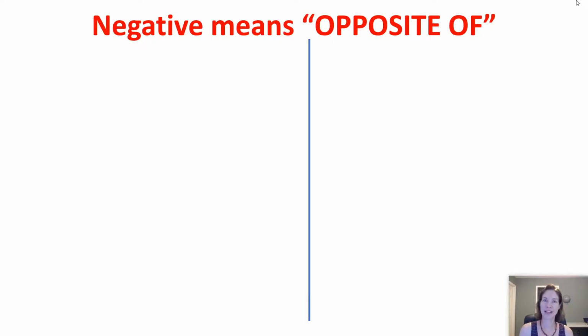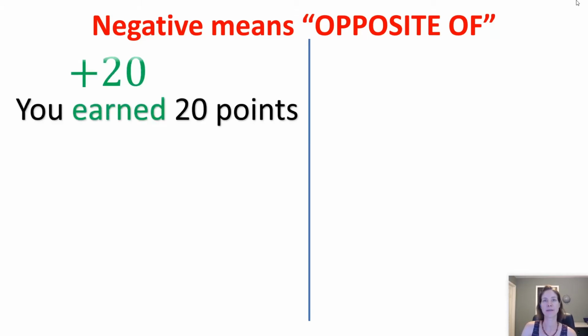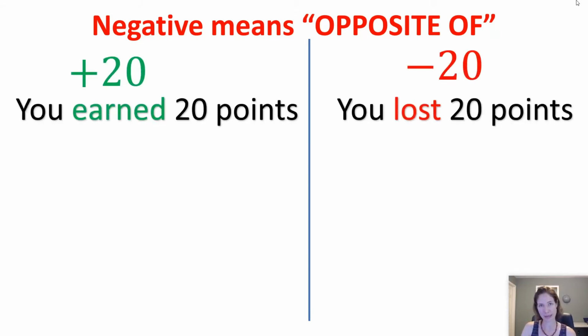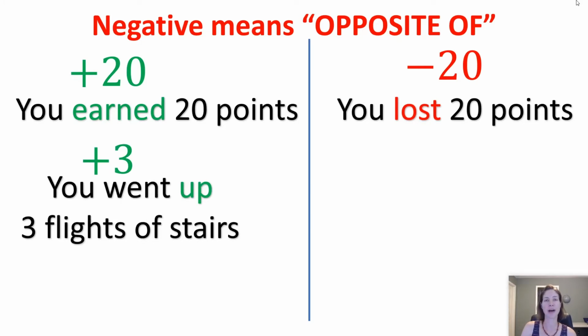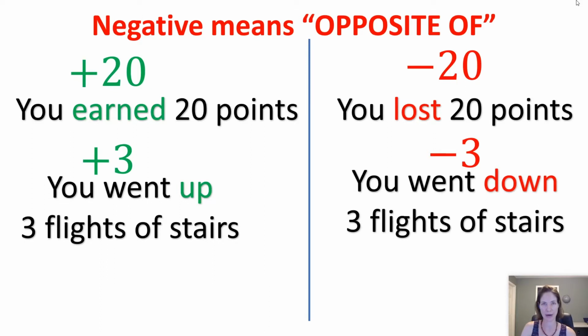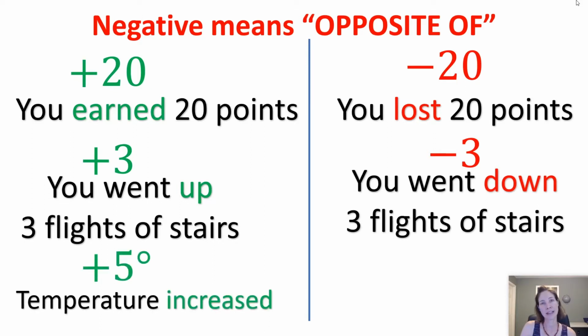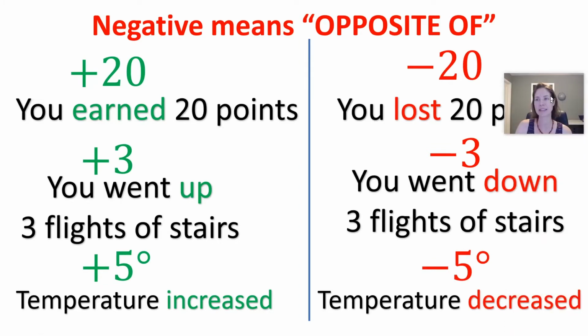First, just a quick reminder from my last video, a negative changes a positive into the opposite. Therefore, if you earned something and you add a negative, now you've lost something. Or directionally, if the positive was telling you to go up, a negative will tell you to go down. And if something has increased in a positive situation, then the negative will represent decreasing.